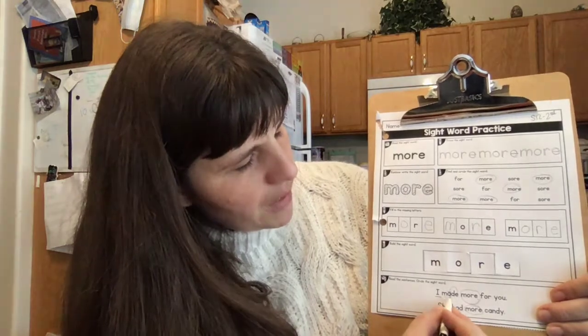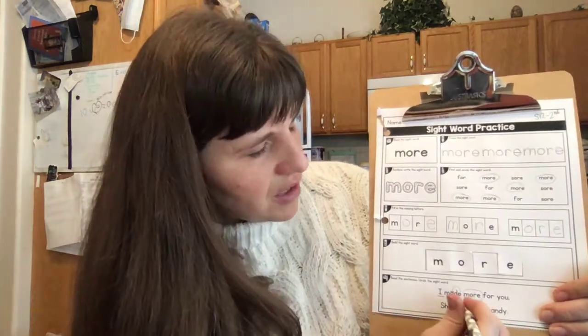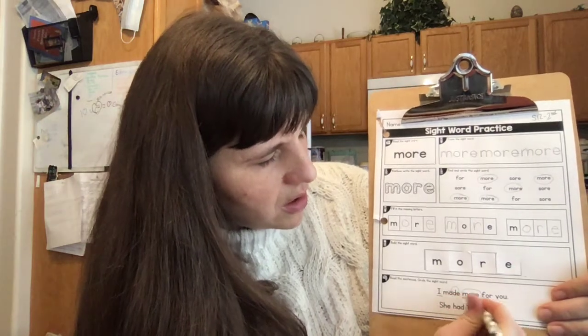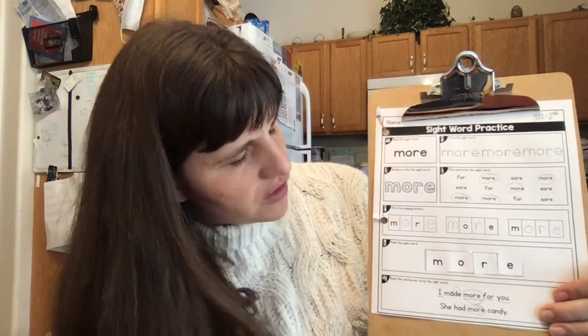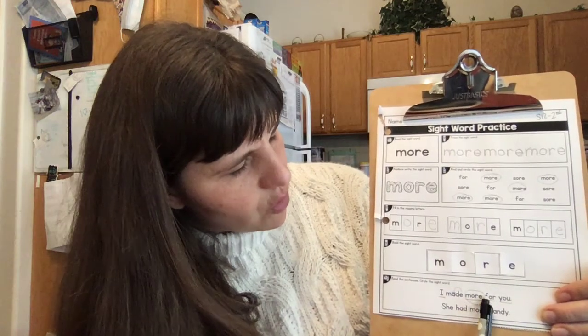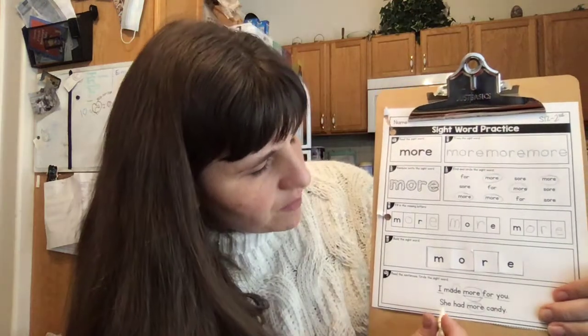I made. What's that word? Made. I'm going to underline more for you. So we've got 4 sight words there. I made more for you. Good. And we've got 1 super E word there.